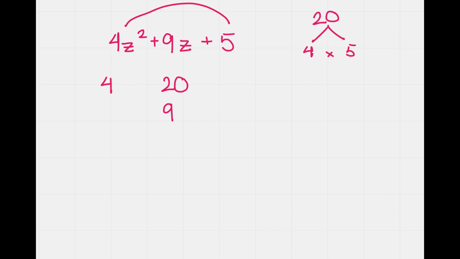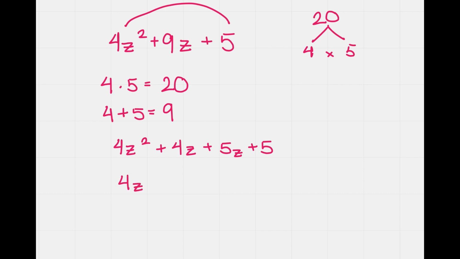So let's write down the special numbers. 4 times 5 is equal to 20, and 4 plus 5 is equal to 9. Now let's rewrite our expression. We're going to bring down the first term completely, 4z squared, and then split our middle term into two parts, plus 4z and plus 5z, which are the special two numbers, and also we're going to bring down our last term completely. Now let's factor out a GCF from each set of two terms.